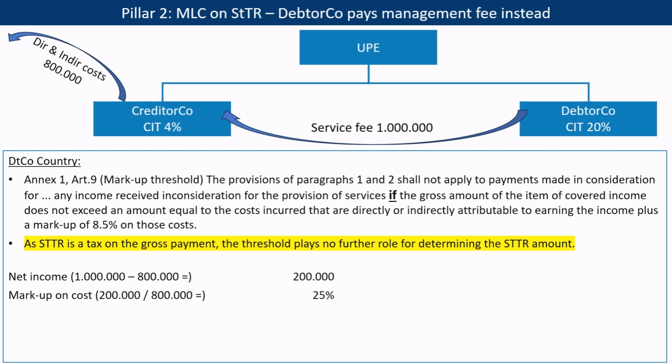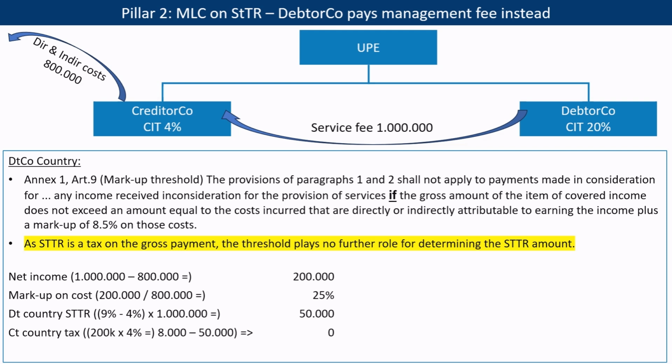So STTR is due. The debtor country STTR will come to 9% minus the 4%, including the withholding tax, so it comes to 50,000 as we calculated before. And then the creditor country tax due will be 0, and the UPE country tax due will be 0 because the effective tax rate is more than 15%, right?